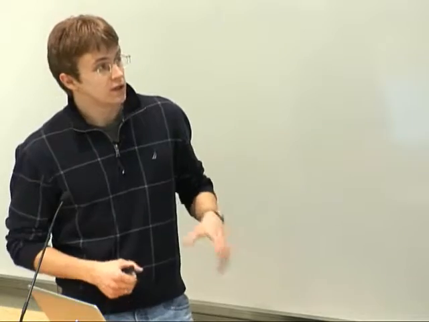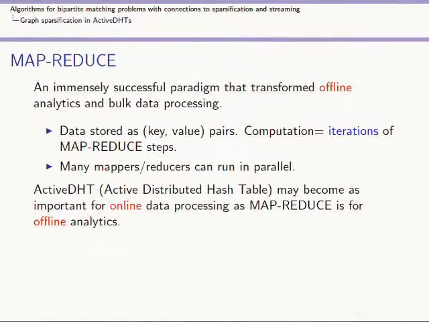In MapReduce, data is stored as key-value pairs in a distributed file system, and computations are a sequence of iterations of certain MapReduce steps. Mappers and reducers are essentially processes, essentially compute nodes, and there is a programming paradigm that specifies how they interact. The main point here is MapReduce is great for offline data processing. Active DHTs, on the other hand, may potentially become as important for online data processing as MapReduce is for the offline problem.